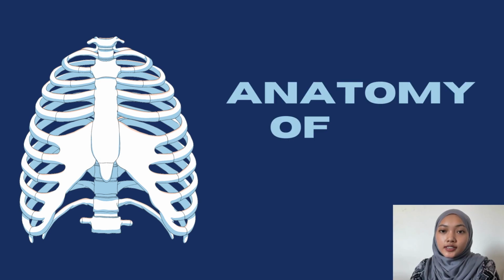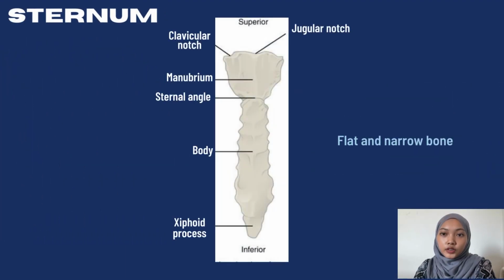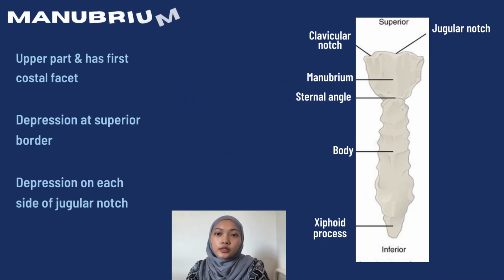Bony thorax consists of 12 pairs of ribs, sternum, and 12 thoracic vertebrae. Sternum consists of manubrium, body, and xiphoid process. It is also a flat and narrow bone. Manubrium is the upper part of the sternum, and it consists of the first costal facet for articulation with the first rib. There is also the jugular notch, which is a depression at the superior border.